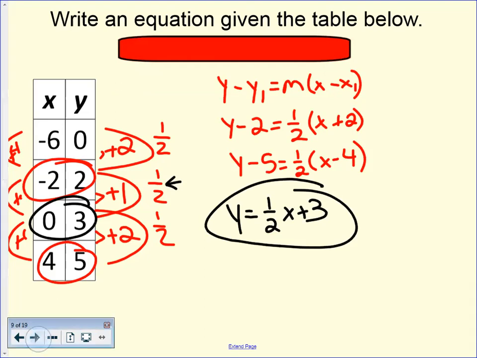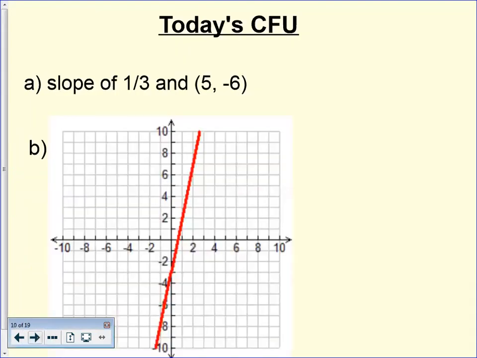All right, guys, so that is it for notes for today. These are going to be your 2 check for understandings for today. The first one is write an equation given the slope of 1/3 and the coordinate 5, -16. And then the second one, you're going to write an equation given the graph. The first one, I want it in point slope. The second one, you can write it in any form that you want, point slope or slope-intercept.